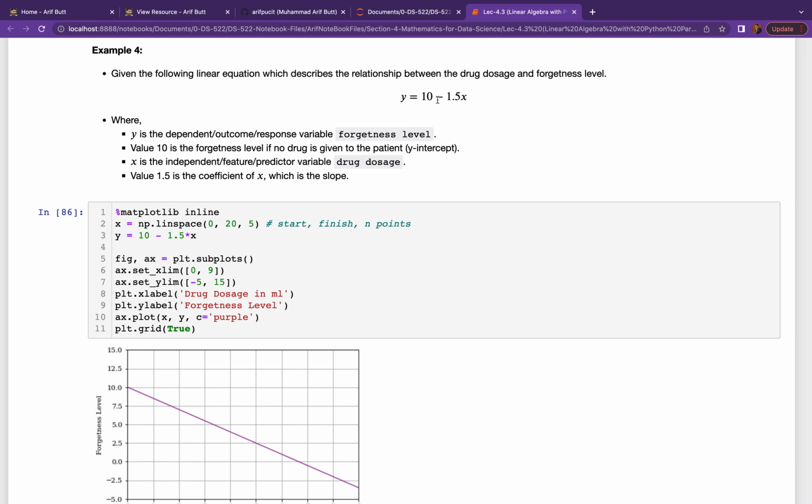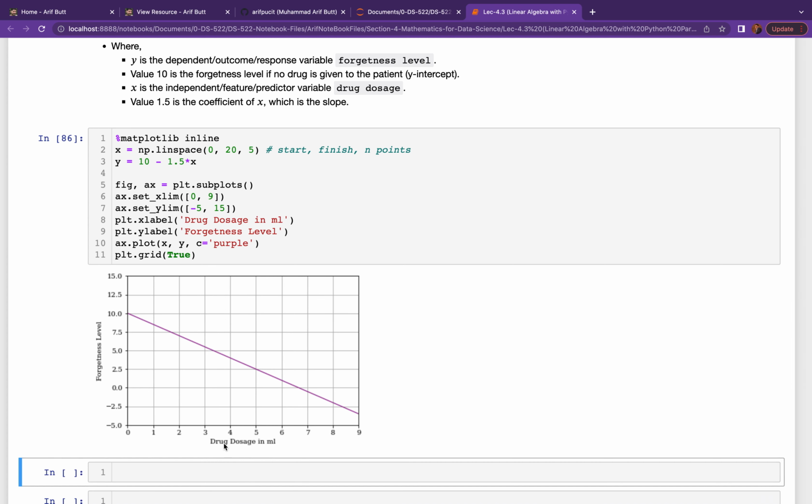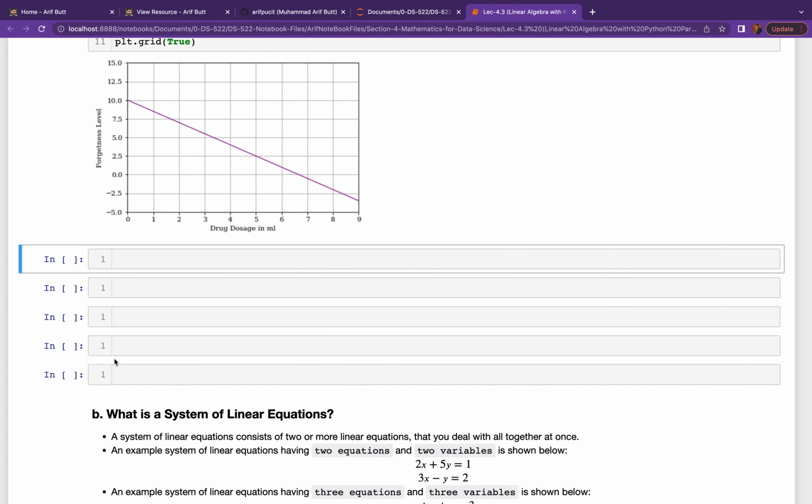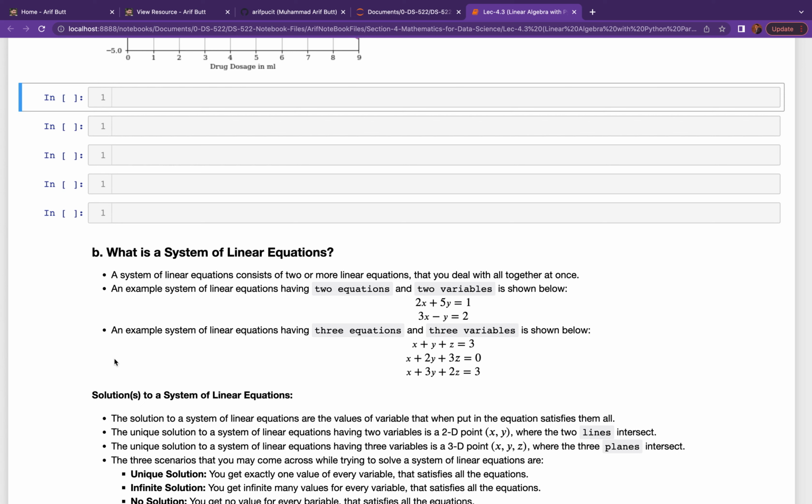So with this negative slope, you can make out that there exists a negative relationship between the drug dosage, that is this variable, and this forgetfulness level. So these were just the ideas. I think you have a fair idea what a linear equation is and how we can map two variables on a linear equation and how we can graph it.